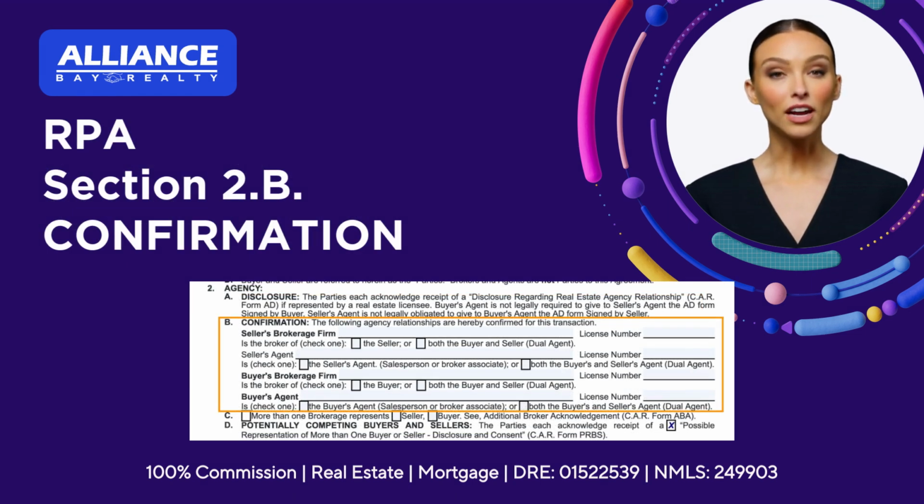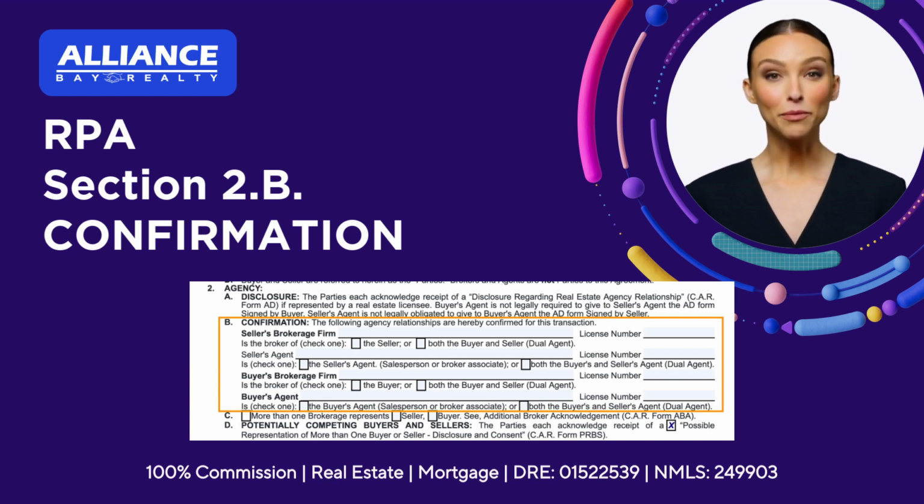Section 2.b, Confirmation. This is the fill-in section in the RPA. This is where you lock in who represents whom in this deal. Complete all 4 lines, 2 brokerages plus 2 individual agents, and their license numbers, then select the correct checkboxes. Line 1. Seller's brokerage firm plus license number, enter the exact legal brokerage name and the brokerage's California DRE license number. Then choose one checkbox.